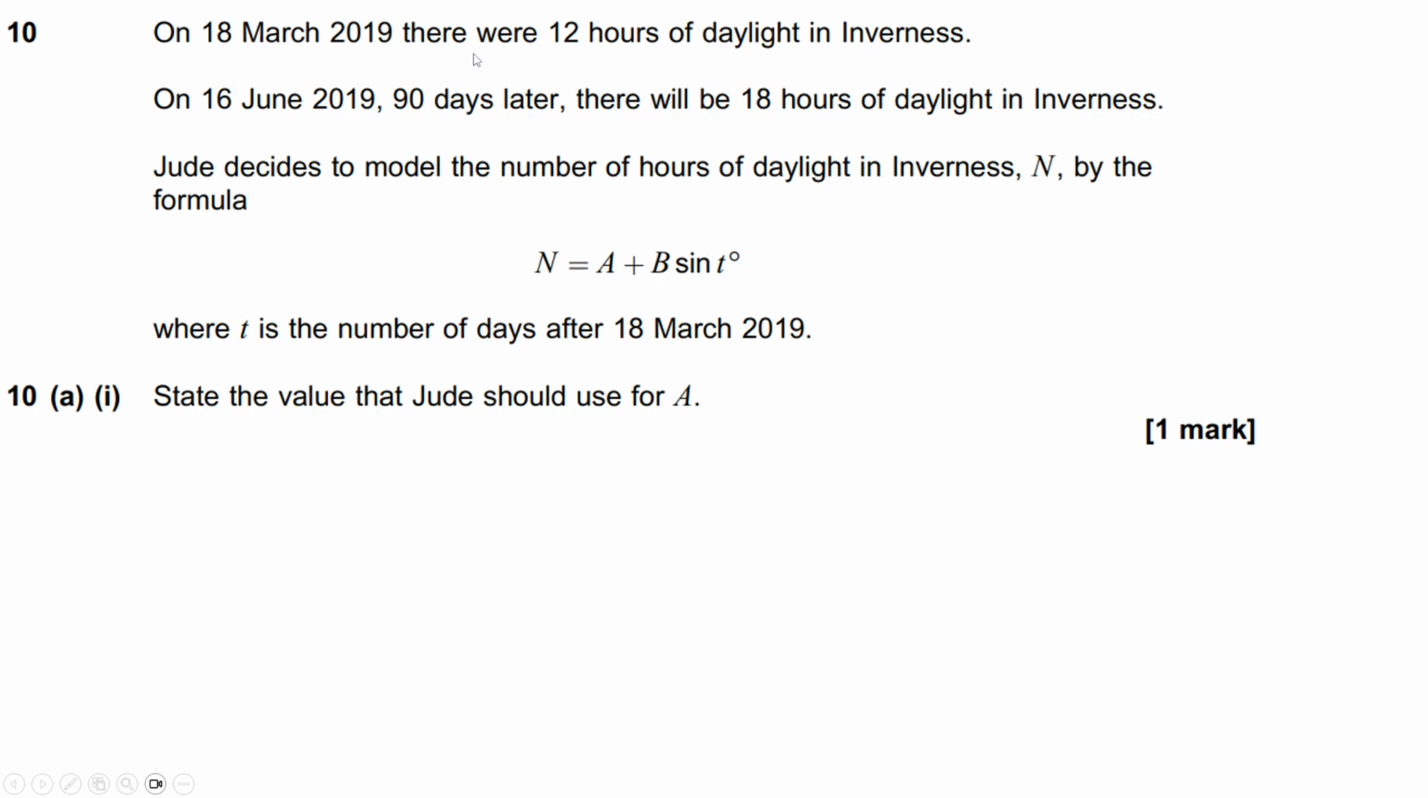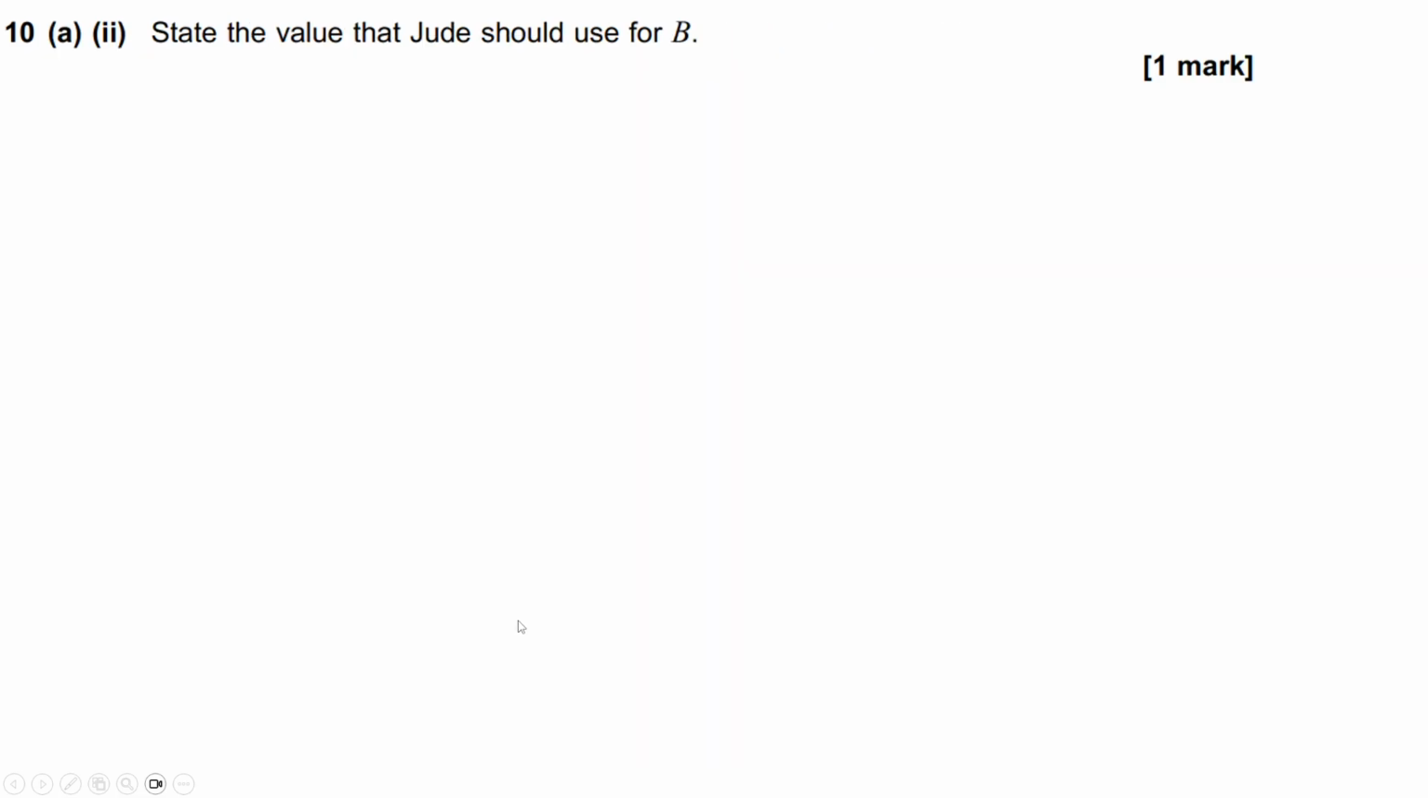On the 18th of March 2019, there were 12 hours of daylight in Inverness, and on the 16th of June 2019, 90 days later, there'll be 18 hours. T is the number of days after the 18th of March 2019. State the value that Jude should use for A. Okay, so 0 days after that day, there was 12 hours of sunlight. So when T equals 0 and H equals 12, just do that. This goes away to 0, so 12 equals A.